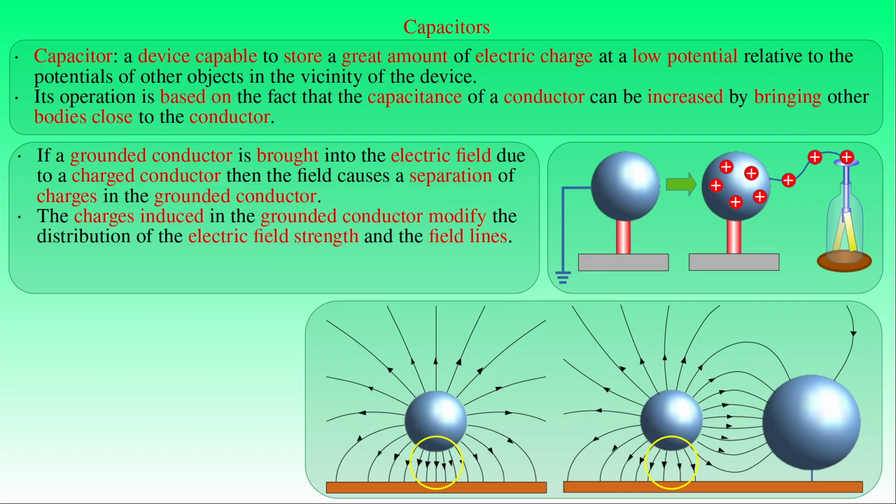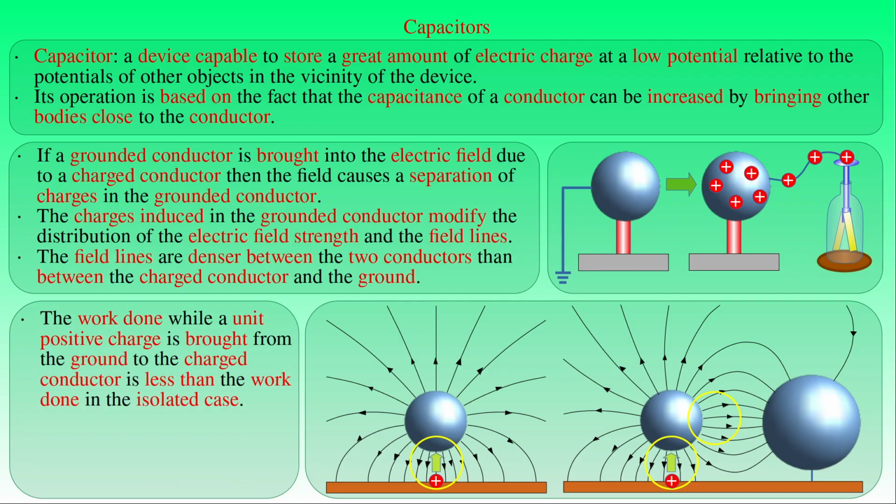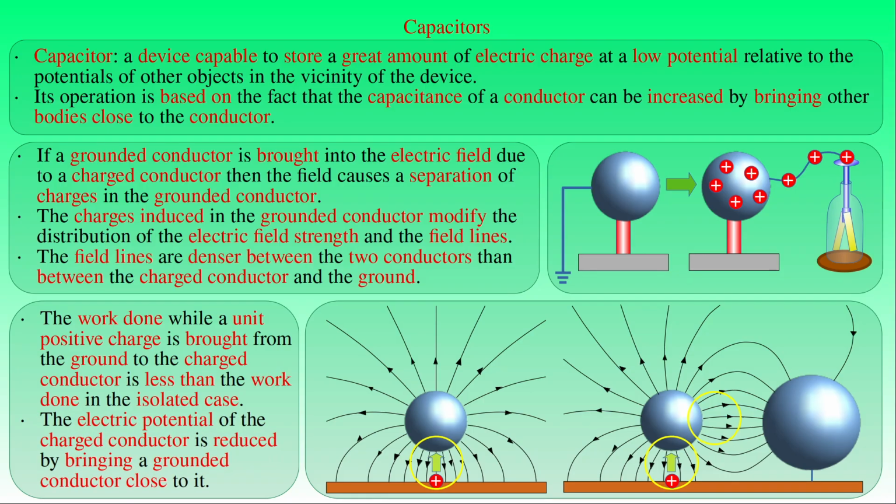It can be demonstrated by measuring the electric field around the charged conductor that the field lines are denser over its surface close to the grounded conductor than between other parts of its surface and the ground. As a result, the work done while a unit positive charge is brought from the ground to the charged conductor will be less than the work done when the charged conductor is isolated or far from the grounded one. In other words, the electric potential of a charged conductor can be reduced by bringing a grounded conductor close to it.